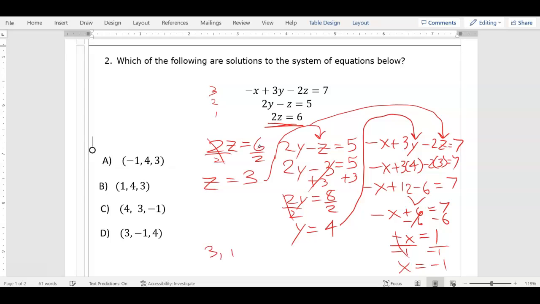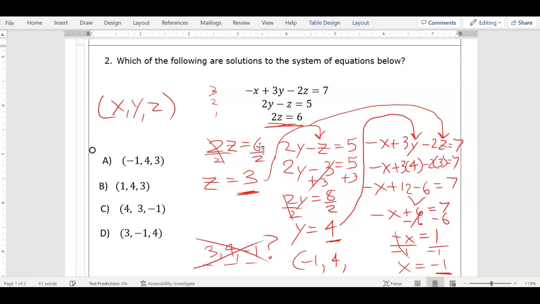Now here's the deal. Why isn't it 3, 4, negative 1 in the answer choices? Please remember, your answer has to be x, comma, y, comma, z. This 3 is not x. 4 is y, but this negative 1 is not z. So you got to put them in alphabetical order. The x is negative 1, the y is 4, and then the z is 3. So our answer is going to be letter A. Cool.